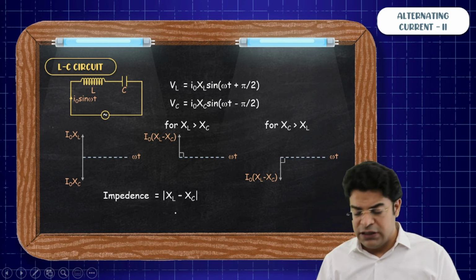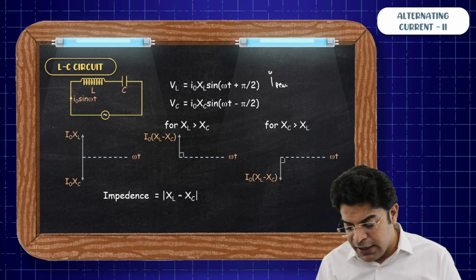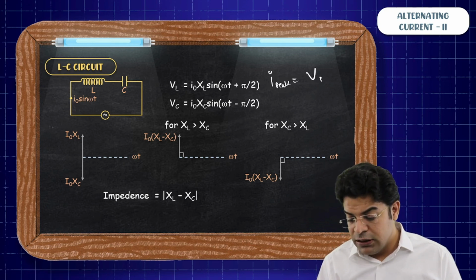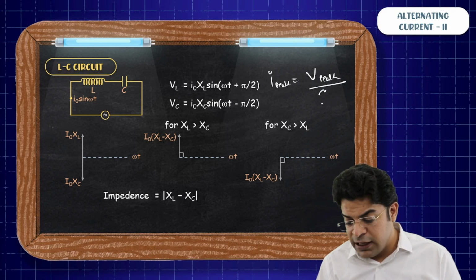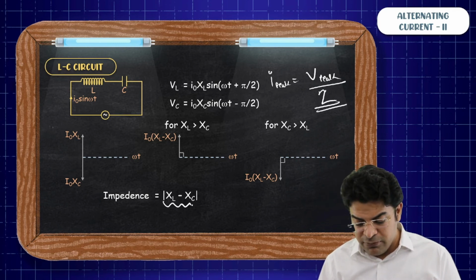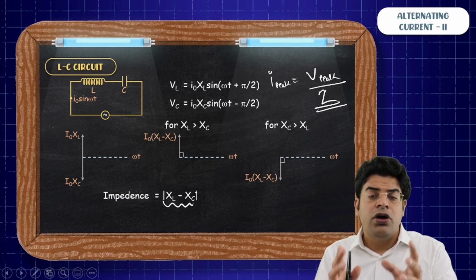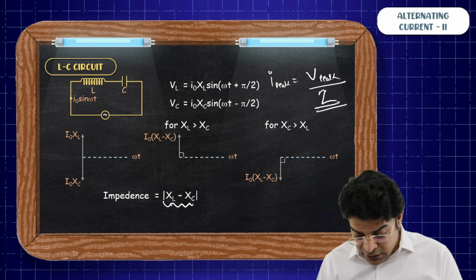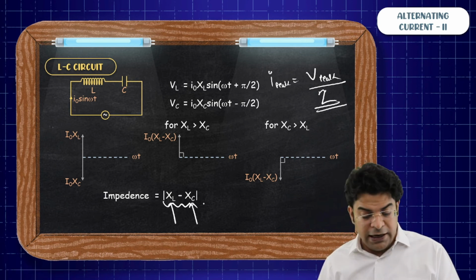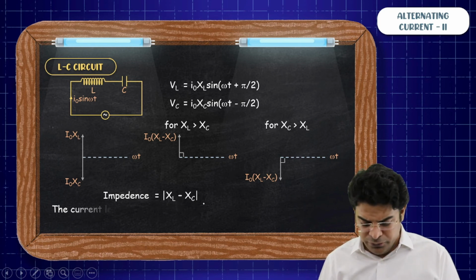Even for this circuit, you will say that the peak current in the circuit will be equal to the peak potential drop upon the impedance, where impedance will be nothing but the magnitude of the difference in inductive reactance and capacitive reactance, as the R becomes 0.